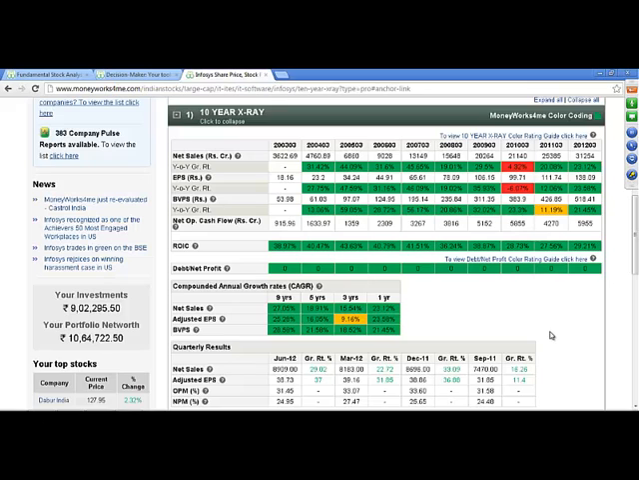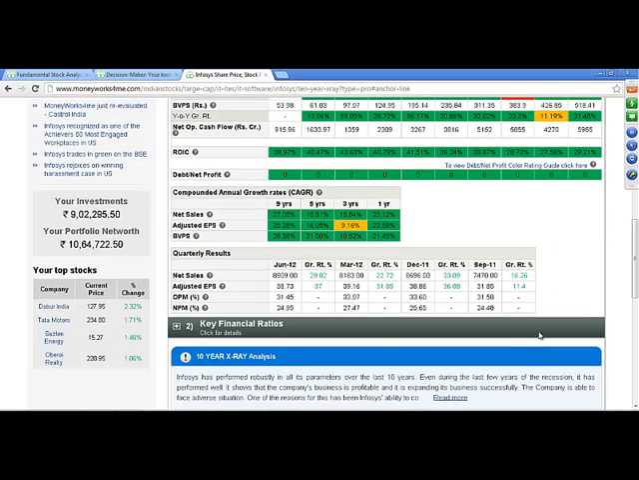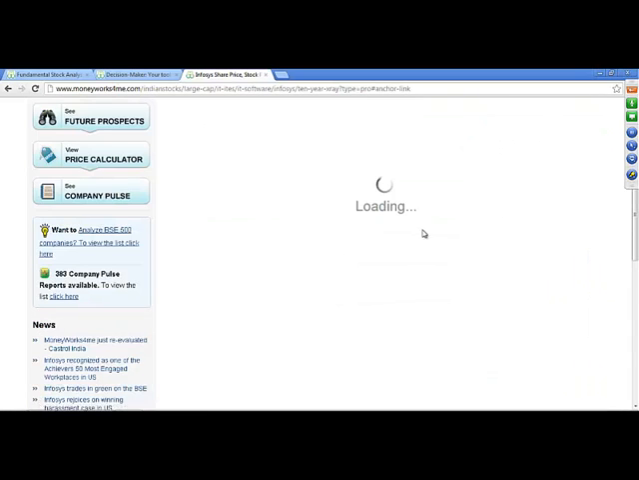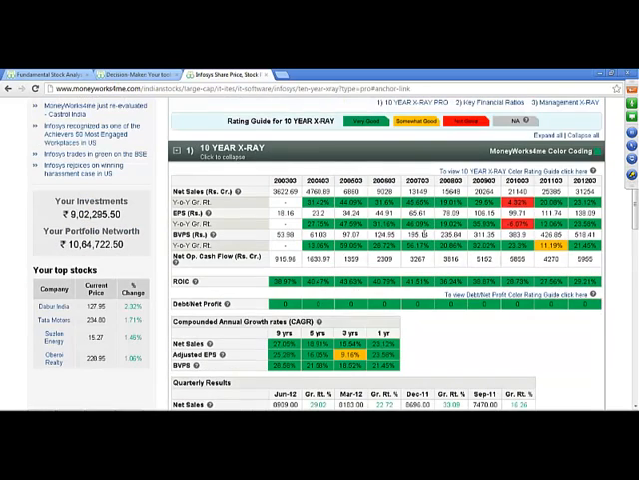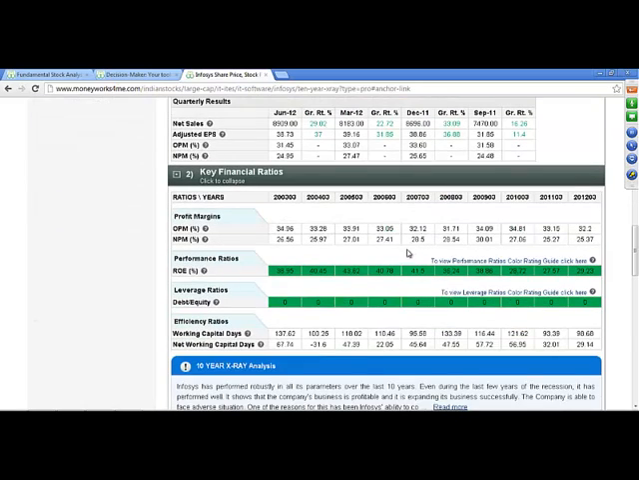Okay, so apart from these 6 important financial parameters, there are some other critical parameters that you should also look at. Right, there are some other key financial ratios, so they are part of the 10-year X-ray Pro. Okay, so I'll just click on 10-year X-ray Pro and you will understand what I'm talking about. So 10-year X-ray Pro includes the free 10-year X-ray part, and then it includes some very crucial financial ratios.